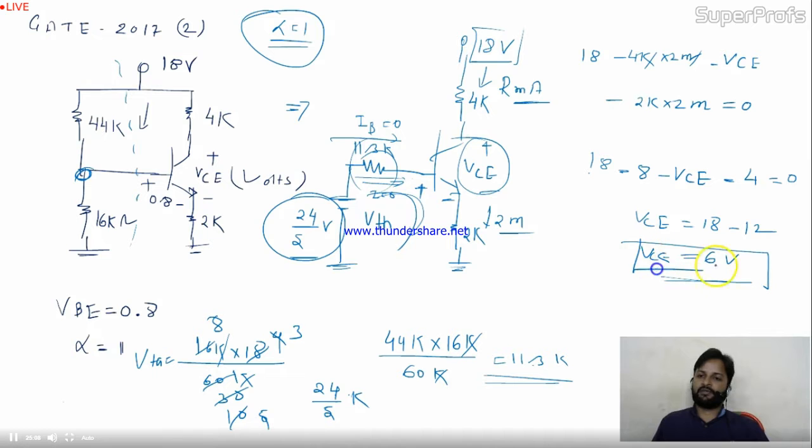VCE is 6 volt. You have to answer it. So your answer will be 6 volt. This is a perfectly right answer. So this is the 2 marks problem. Right? So let me take another one, then we'll start the session.